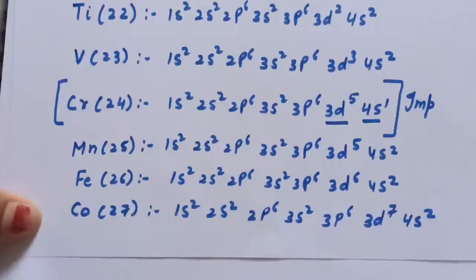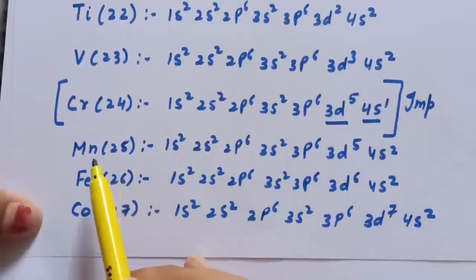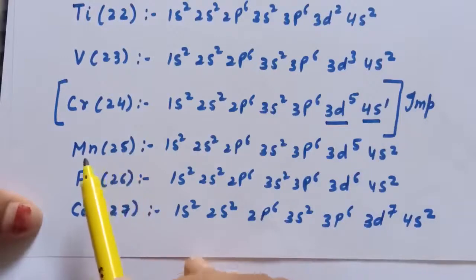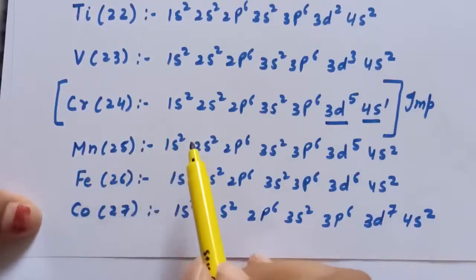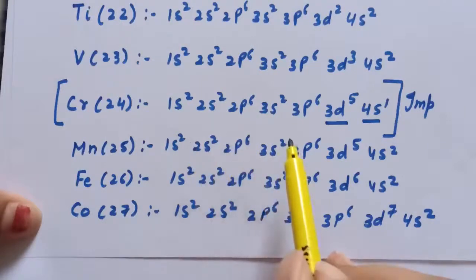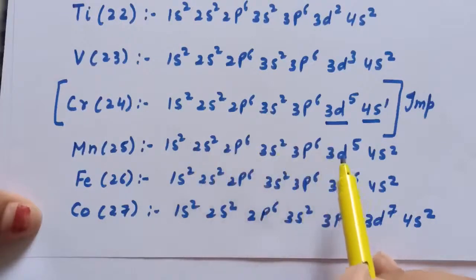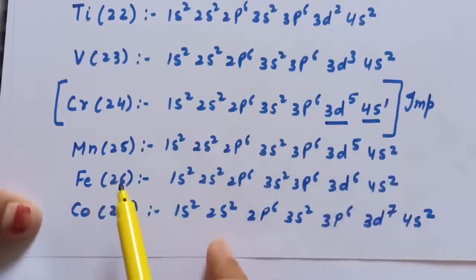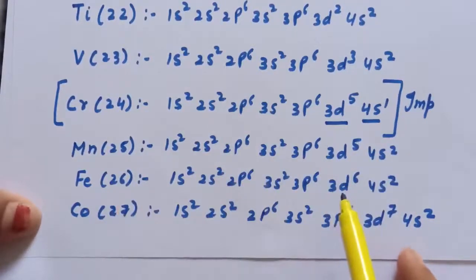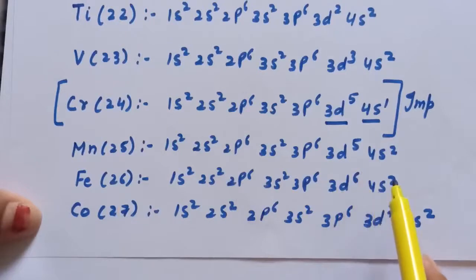After that, next element is manganese. The atomic number is 25 and the symbol is Mn. So for manganese the electronic configuration is 1s2, 2s2, 2p6, 3s2, 3p6, 3d5, 4s2. Next element is iron. So the electronic configuration is 3d6, 4s2.